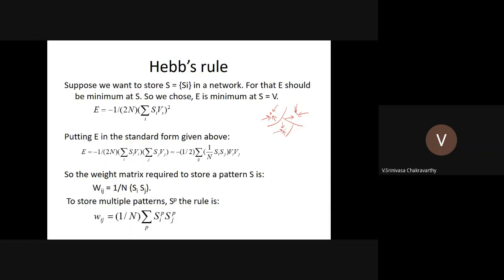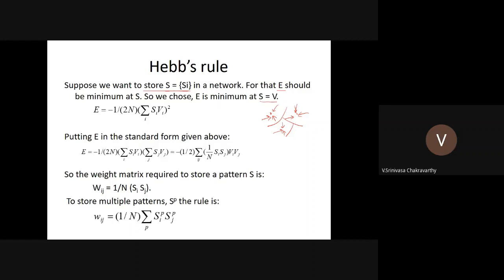For that we need a learning rule. So let us look for such a function. Suppose I want to store a binary vector S in the network, where the ith component is Si. I must do it in such a way that the energy function E is minimum at S. That means at V equal to S, the energy function should be minimum. So how do we do that?